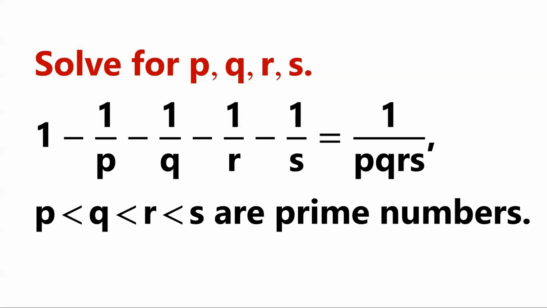Solve for p, q, r and s, where p, q, r and s are prime numbers, and satisfy 1 minus 1 over p, minus 1 over q, minus 1 over r, minus 1 over s, equals 1 over pqrs, and p is less than q, which is less than r, which is less than s.